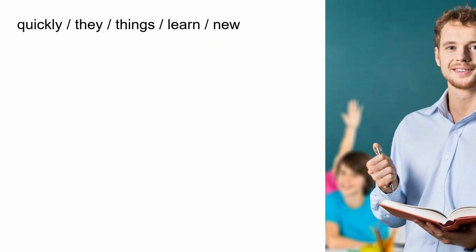Next one: quickly, they, things, learn, new. So they is the subject. Third person plural, so you don't need an s. They learn. They learn what? They learn new things. They learn new things quickly. The kids learn new things quickly.